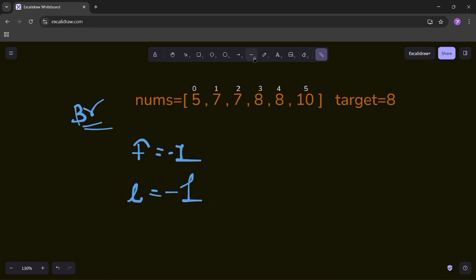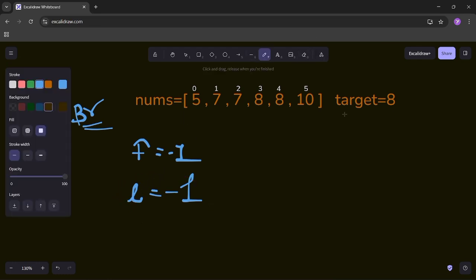So in this question we're going to iterate over nums. At that moment, if my i pointer is at 8, which equals the target, I'm going to update my first or last. As I said, I update my first only if my first is -1, and right now my first is -1. So I'm going to update my first, which is going to be 3, and my last is also going to be 3.